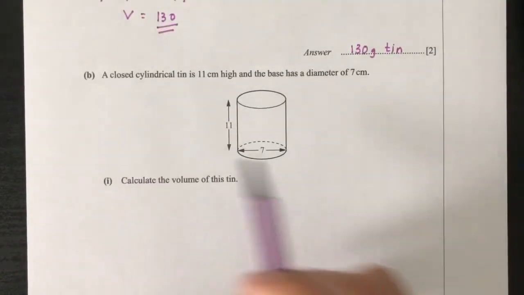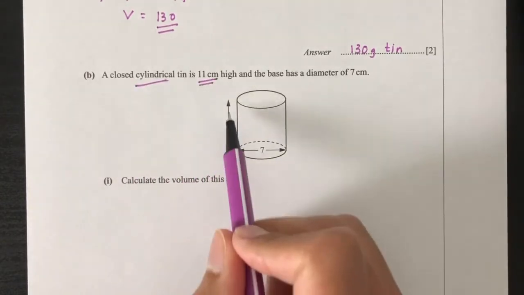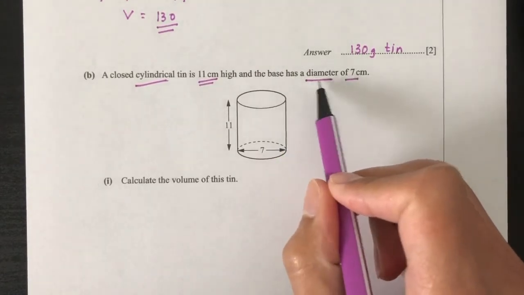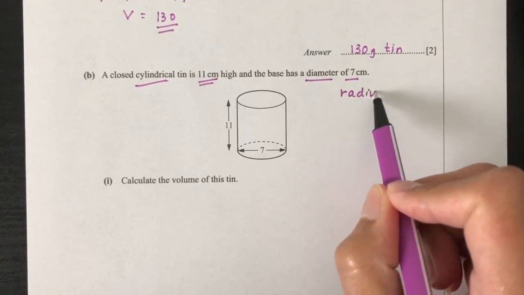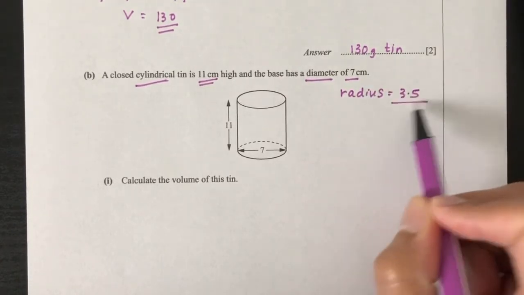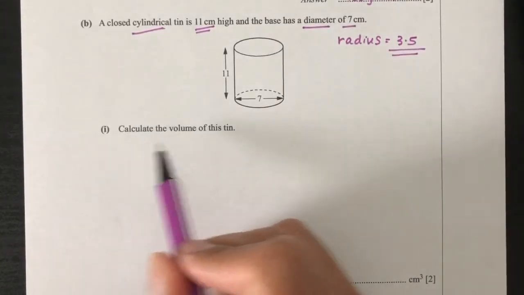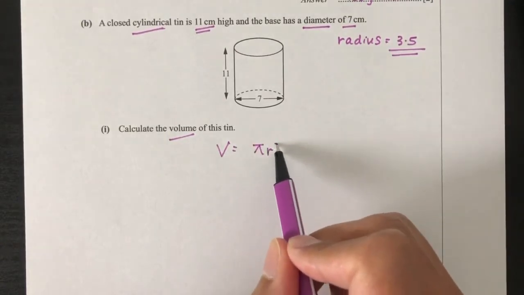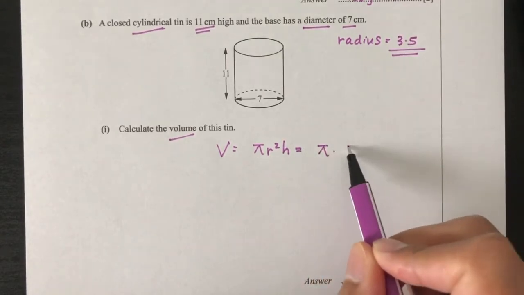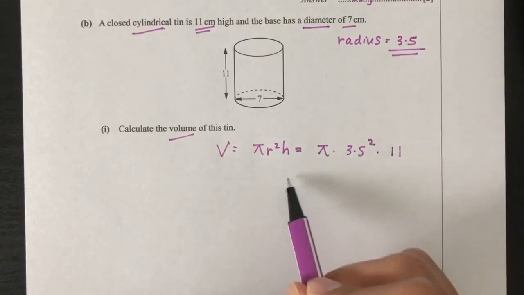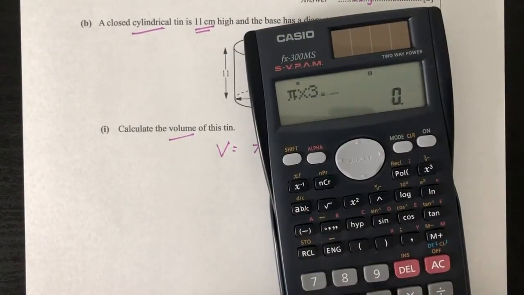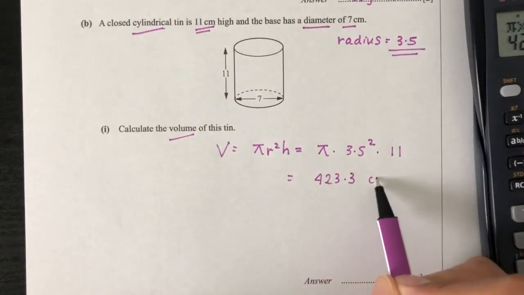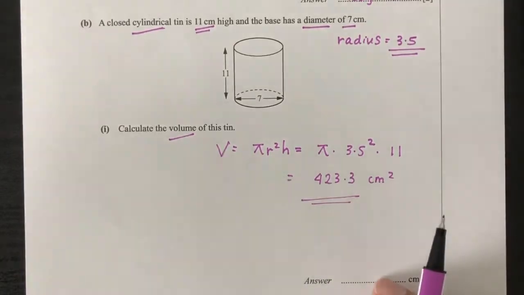Now for part B, a closed cylindrical tin is 11 centimeters high and the base has a diameter of 7 centimeters. So if diameter is 7, we know the radius has to be 7 divided by 2, which is 3.5. Now part 1, calculate the volume of this tin. Volume will be equal to pi r square h. So pi is pi, r square will be 3.5 square times height. So let's find out. Pi times 3.5 square times height, that will be 423.3 centimeters cube for the volume.